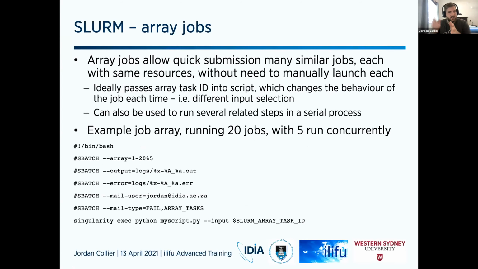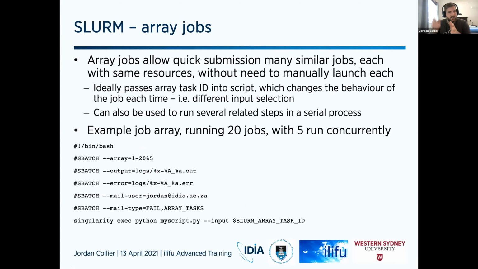But another use case is to run several related steps in a serial process by only letting one array job run at a time, and each completes and then runs the next. But in general, we would suggest that you use dependencies for this, which I'll talk about in a moment. So the main use case is to run many at once, each slightly different, but using the same resources.